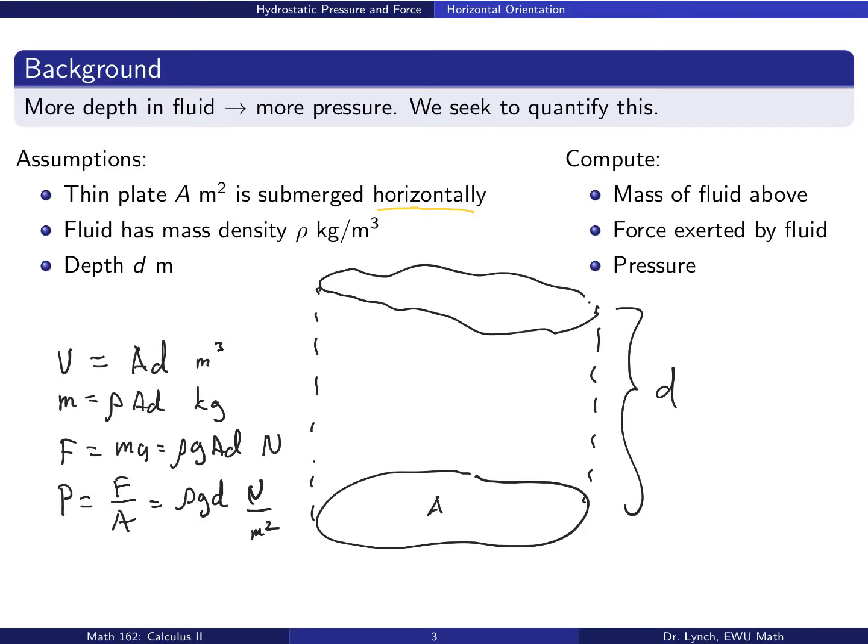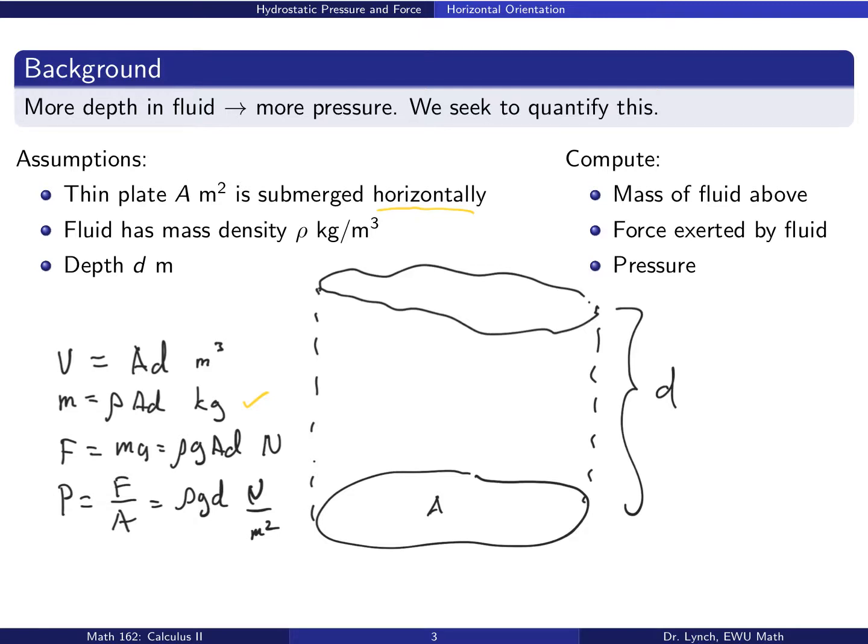Of course, if we know the mass density of that fluid, we can compute the mass of the fluid. It's rho times A times d kilograms. Knowing the mass of the fluid, we can compute the force due to the acceleration of gravity on that fluid. And that force is just m times g. So the mass is rho A d times g, or rho g A d newtons. And of course, pressure is force per unit area. So the pressure is rho g d newtons per square meter.